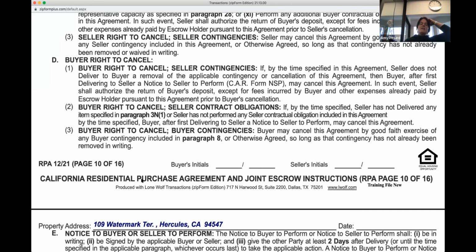Buyer right to cancel buyer contingencies. Buyer may cancel this agreement by good faith exercise of any buyer contingency included in paragraph 8 or otherwise agreed, so long as that contingency has not already been removed in writing.